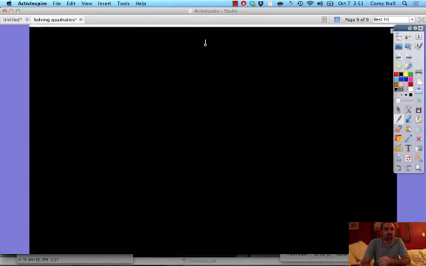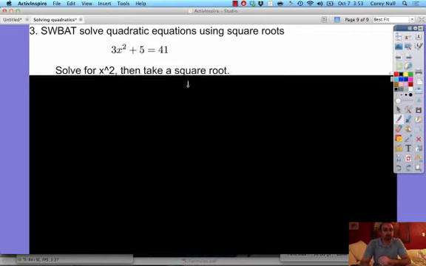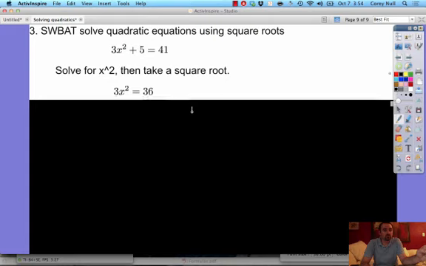Okay, so let's use our knowledge of square roots to solve. Let's take a look at this particular quadratic. I'm going to try to solve this quadratic equation, but I'm not going to do it by factoring. Instead, I'm going to do it using square roots. Okay, so the first thing is to solve for x squared, and then take a square root. There's really only one step to this whole direction. Solve for x squared, then take a square root.